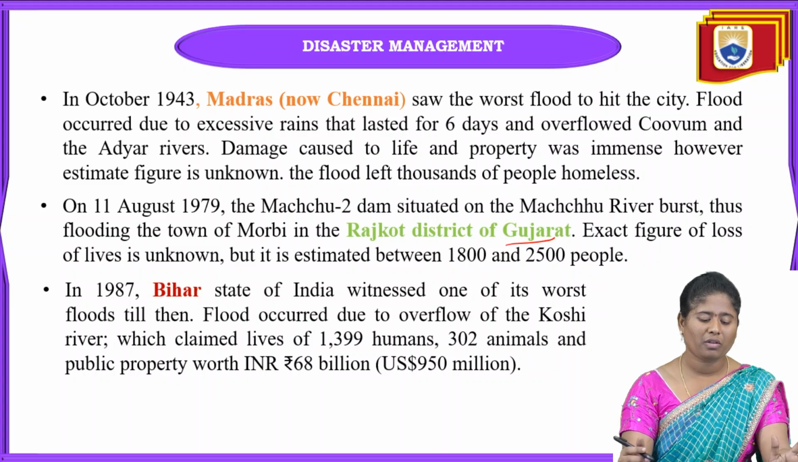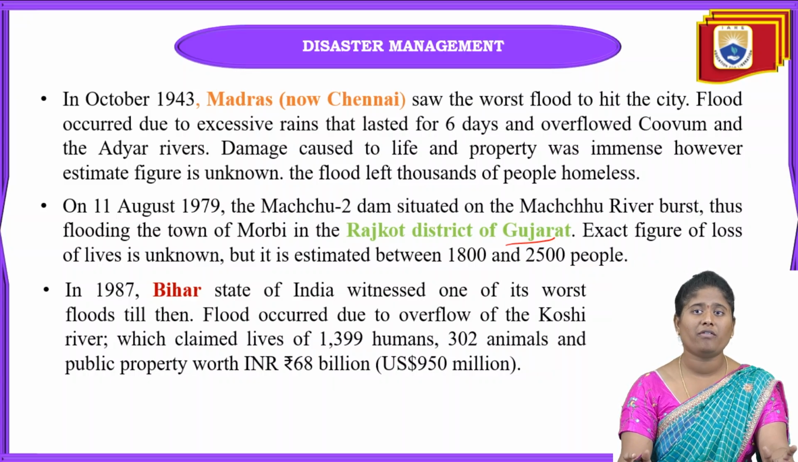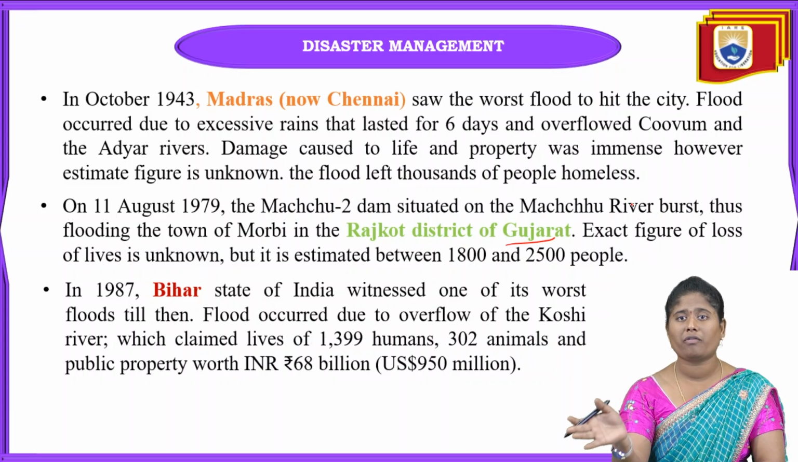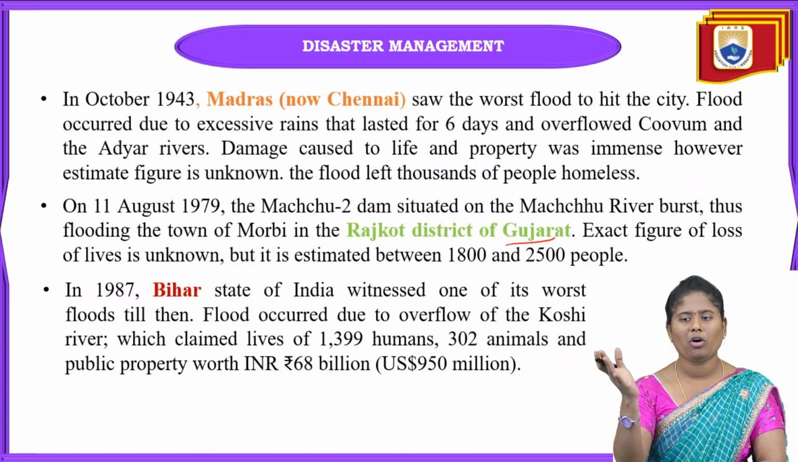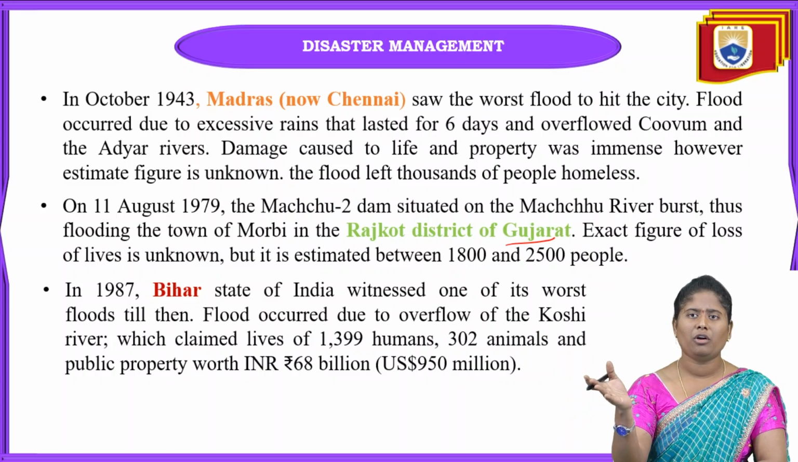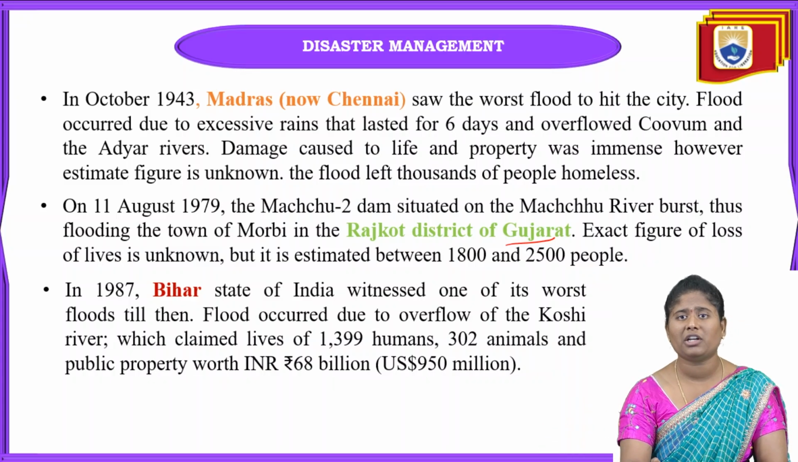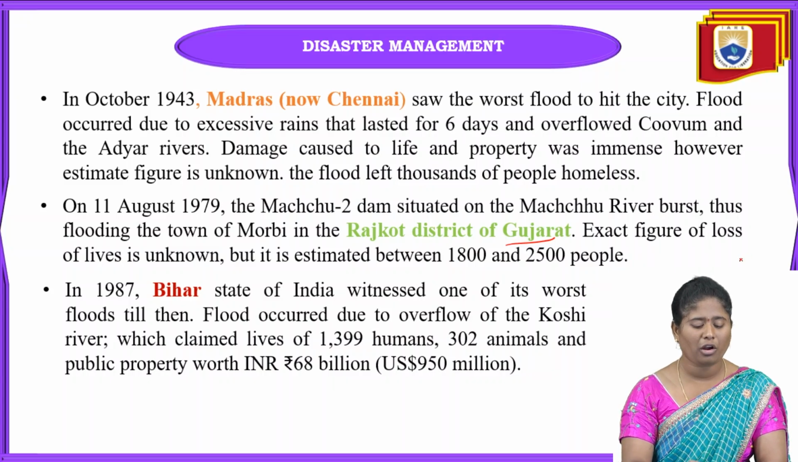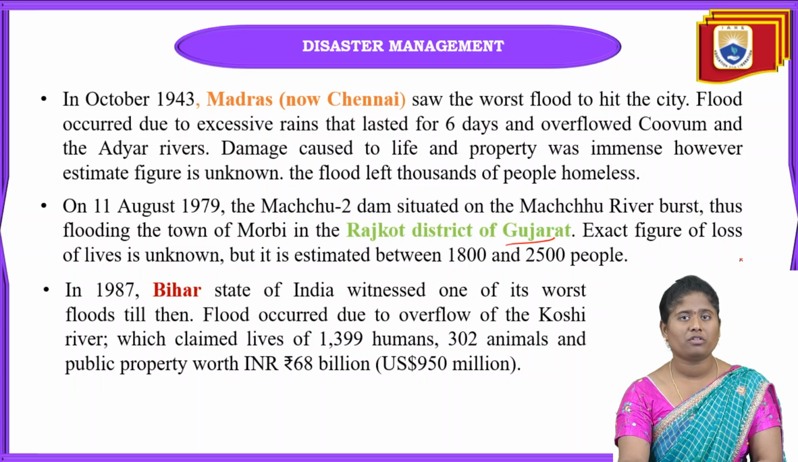And coming to the next one, in 1987 in Bihar, floods happened due to heavy rainfall, and the Kosi river overflowed. Obviously, when heavy rainfall occurs, rivers overflow and go towards low lying areas or towards the downstream. At that time almost 1399 humans lost their lives, along with 302 animals, and we also lost public property worth 68 billion.